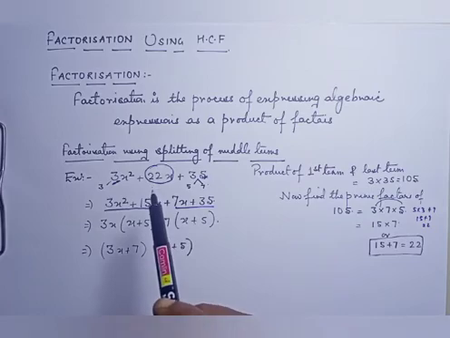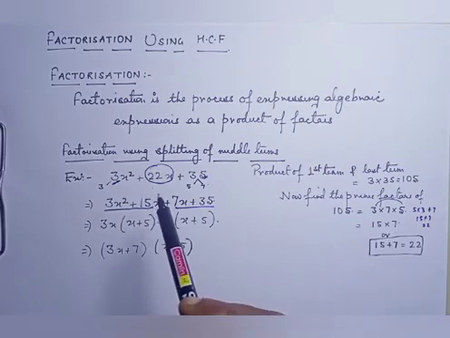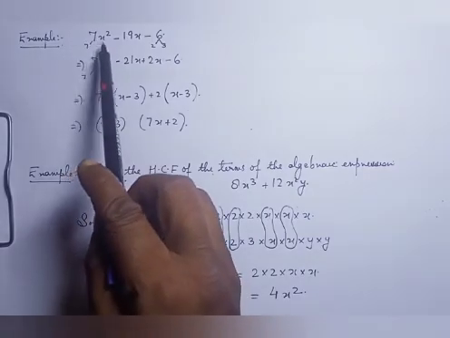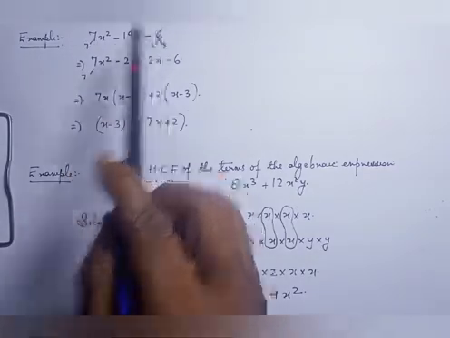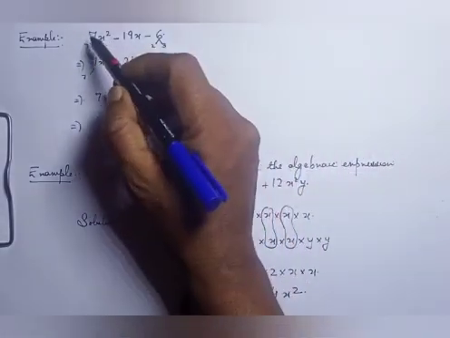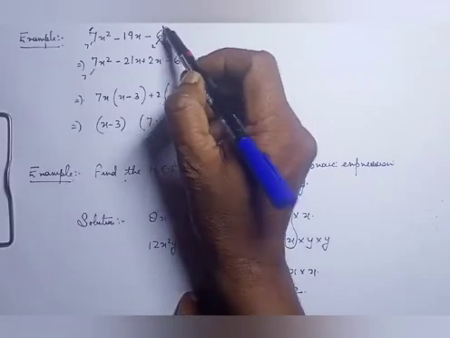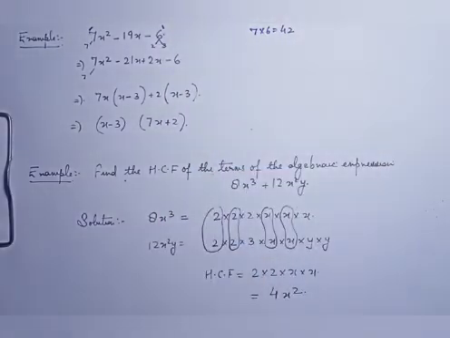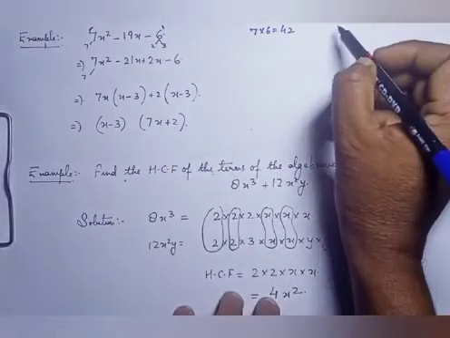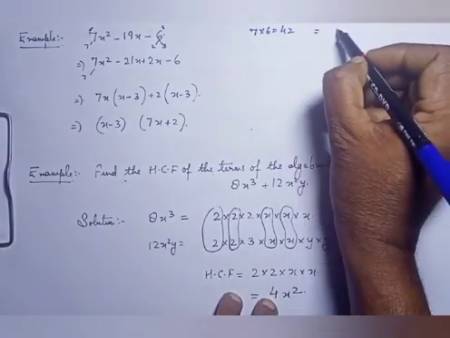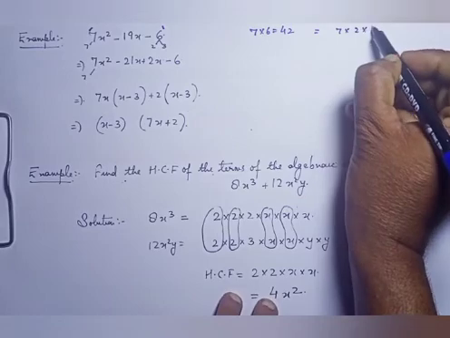Let us move to another example to make your concept more clear. Over here I have taken an expression as 7x square minus 19x minus 6. The first thing that we are going to do is find the product of the first and the last one, that is 7 times 6, 42. Now we are going to find the prime factors of 42. It can be 7 into 2 into 3.